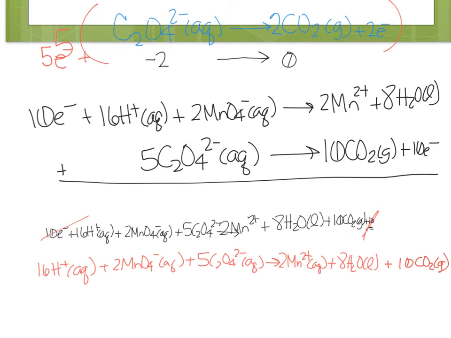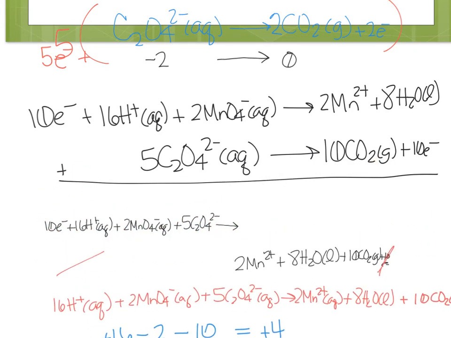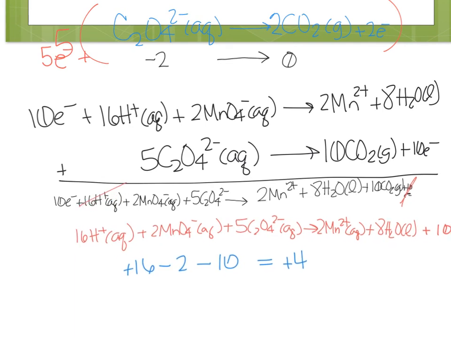I have 10 carbons. How many in my reactants? How many in my products? 10. So that's balanced. The other thing we have to check for is the overall charge to make sure the overall charge is balanced. So on this side, I have 16 positives minus 2 negative minus 10 negative. And it better be equal to, in this case, I have 4 positive. And that's it. So let's double check and count it up. Make sure. Is it balanced?